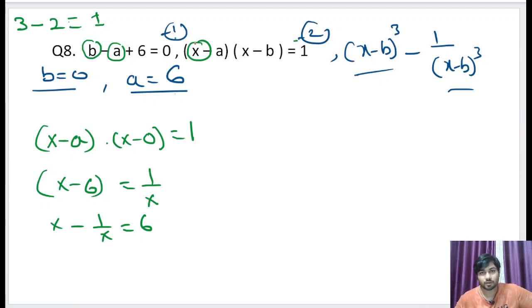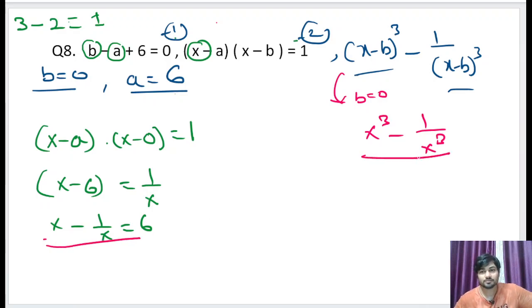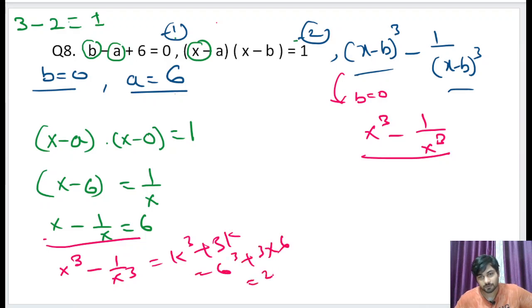Now you see the magic of the value putting method. In our finding, we can put b is equal to 0, so it will be x cube minus 1 upon x cube. Can you see, if I cube this, I will get directly this value according to our formula, that is x cube minus 1 upon x cube. Whenever x minus 1 by x is given, I can directly find out x cube minus 1 upon x cube with the formula k cube plus 3k. It will be 6 cube plus 3 into 6, which will be 216 plus 18. Any queries, anybody? What will be the answer? 234. 234 is the answer.